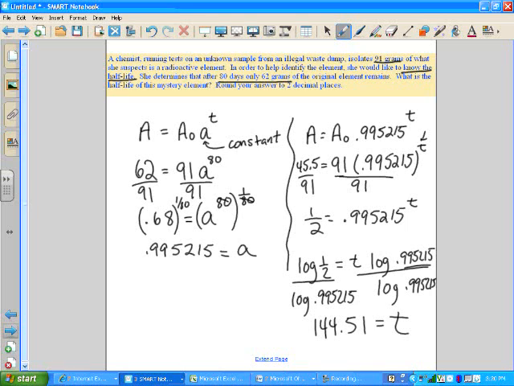So notice that makes sense here. It went from 91 grams to 62 grams. So it lost 29 grams, which is not close to half. So it's going to take a lot more than 80 days. And so we said ahead of time that this would definitely be more than 80 days that it would take for half of it to go away. Okay, pretty complex problem there.